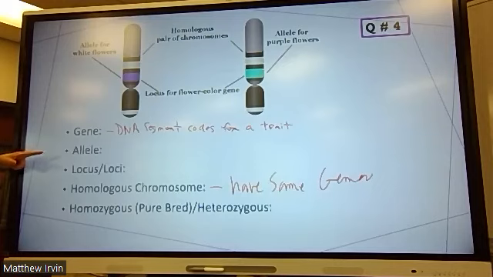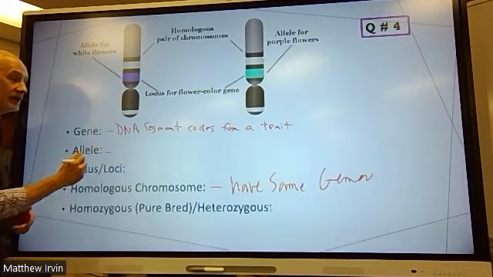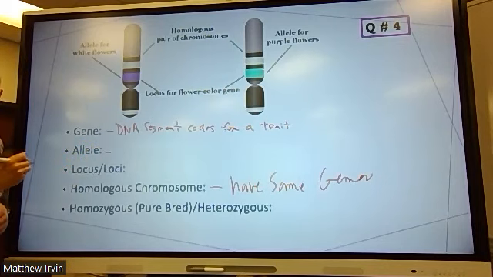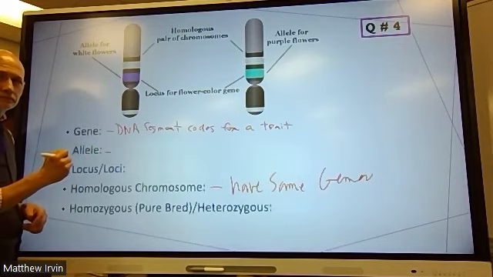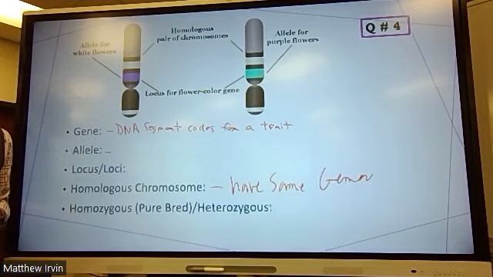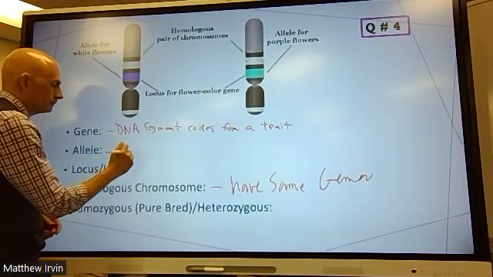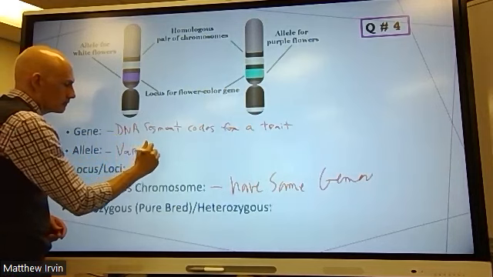All right, and then what is an allele versus a gene? It's like a certain copy, there are multiple different variations of phenotypes. Sort of.